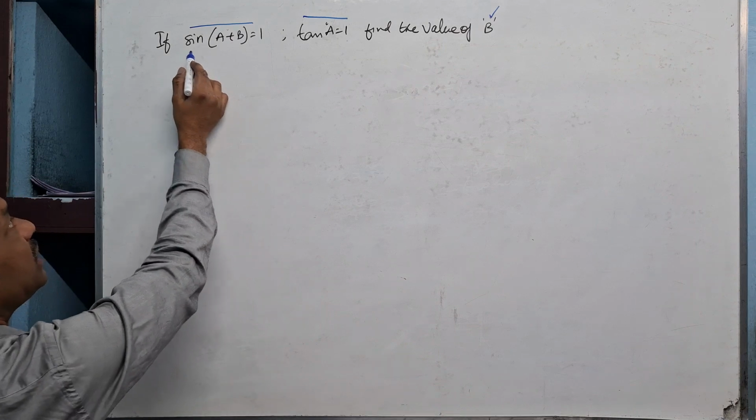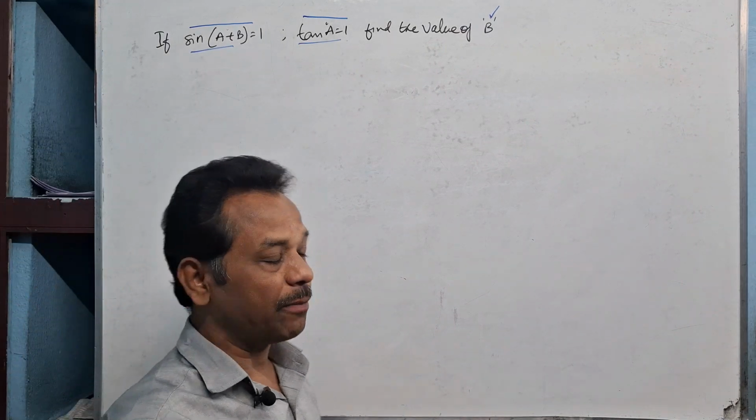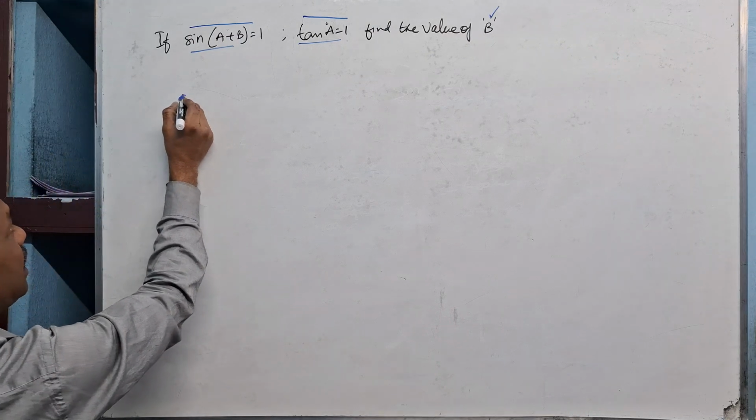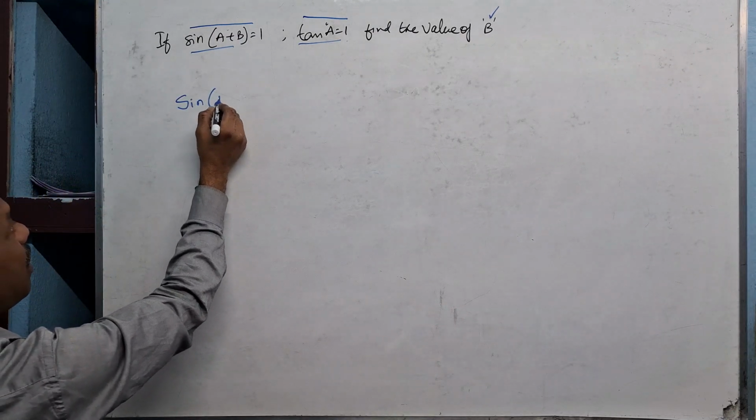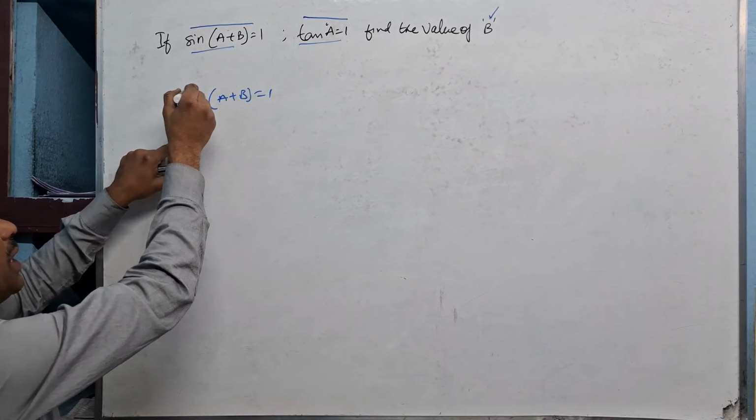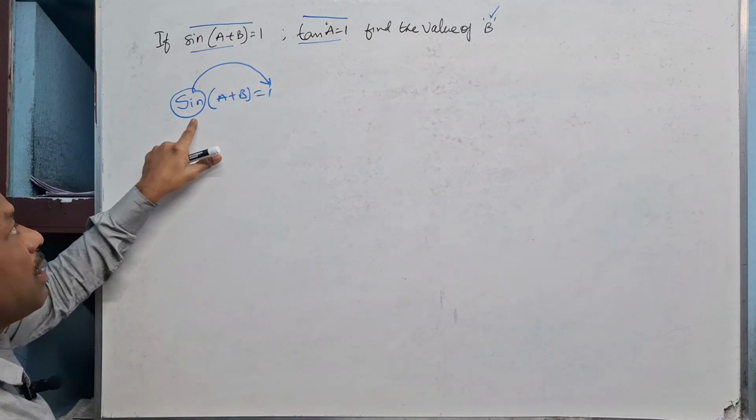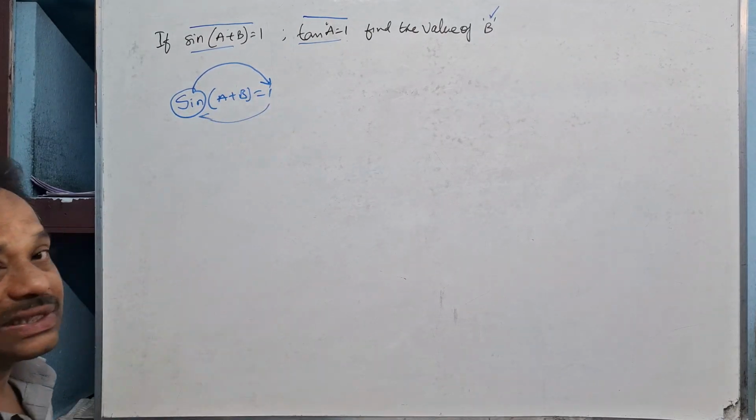Now we have two conditions. Based on these two conditions, let us find the value of B. So let us start with the first condition. Our first condition is sin of (A + B) equal to 1. Now here the trigonometric ratio is sin. So let me express 1 in terms of sin.